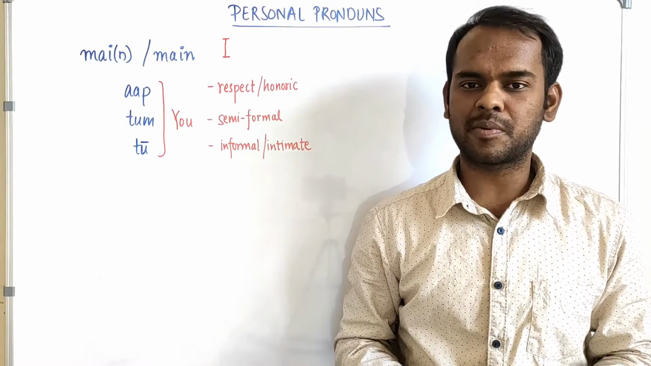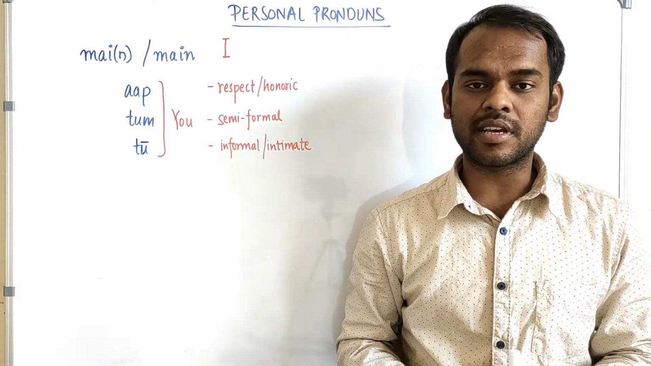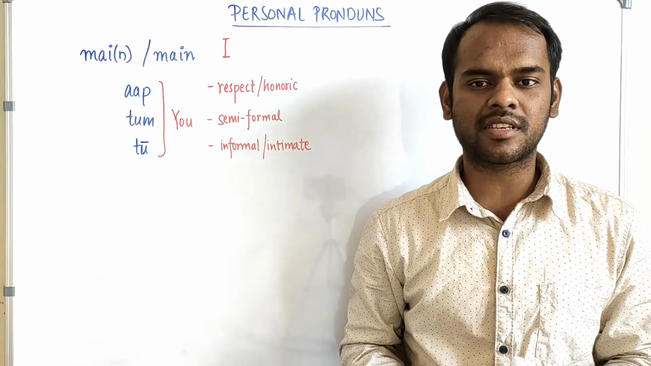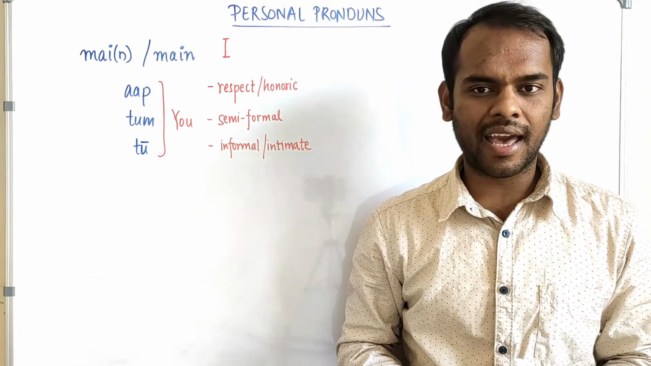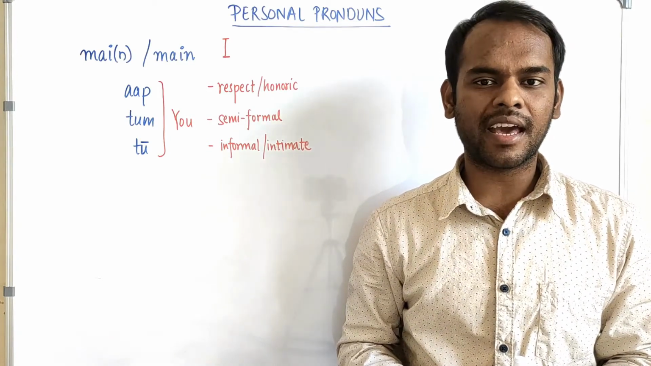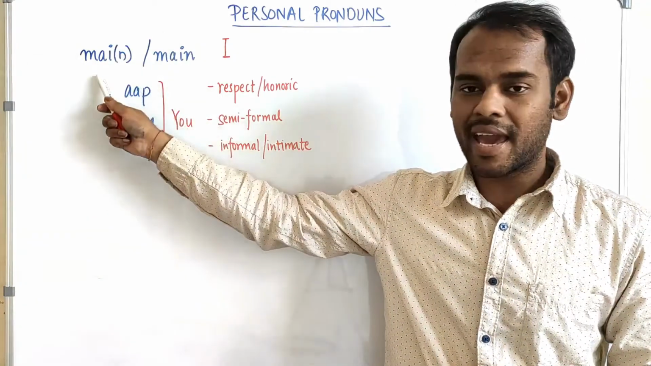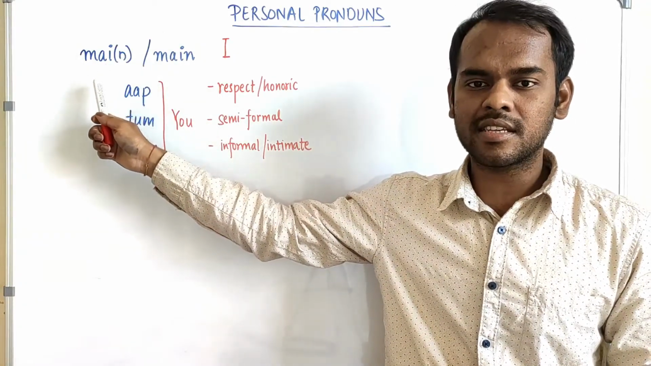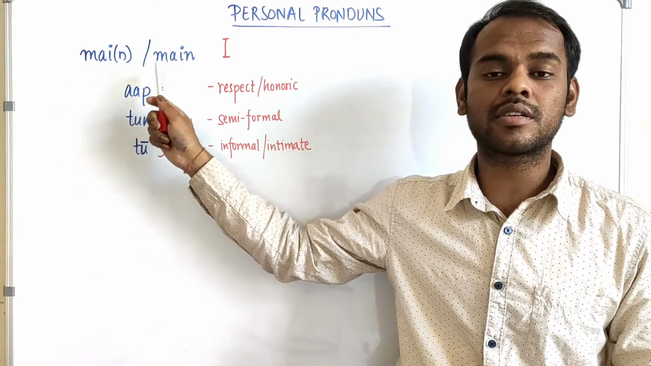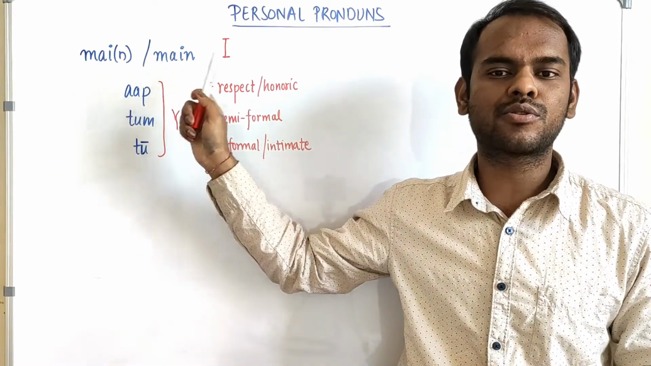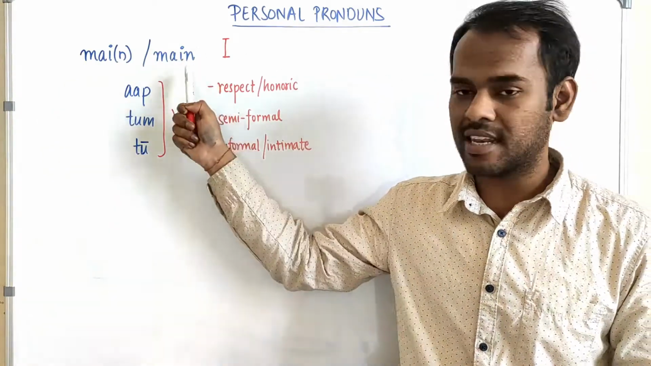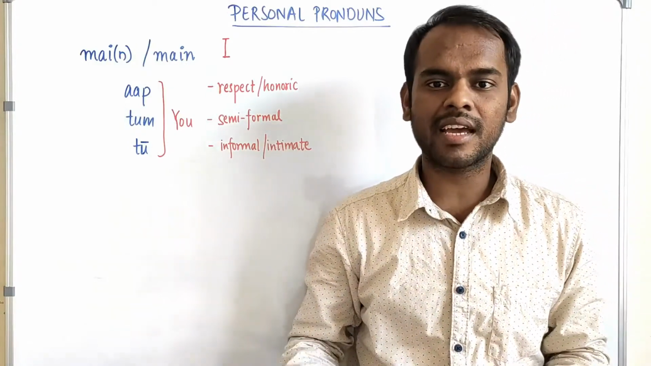Here are the personal pronouns. Listen carefully and try to repeat the pronunciation. Main, main. It's main. The N is a nasalized vowel. It's not main. You don't have to pronounce the N. It's main. Main is I.